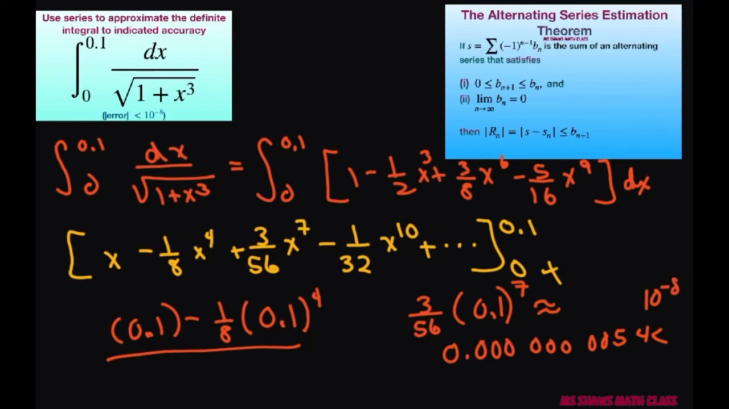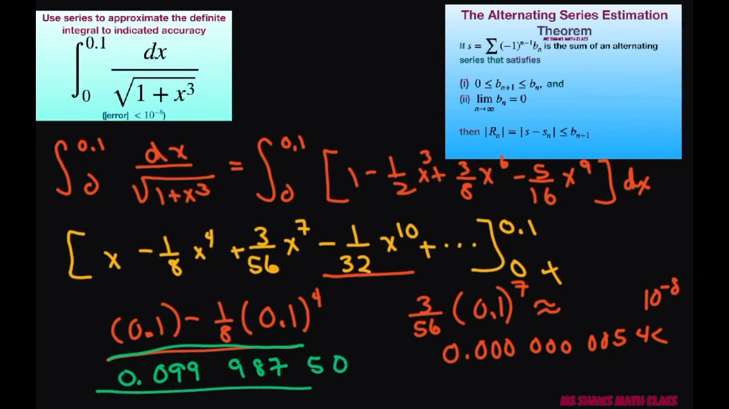So since this is less than that, our result is going to end up being what this is, which I have in my calculator: 0.09987 and 50. So that is your answer, your desired result.